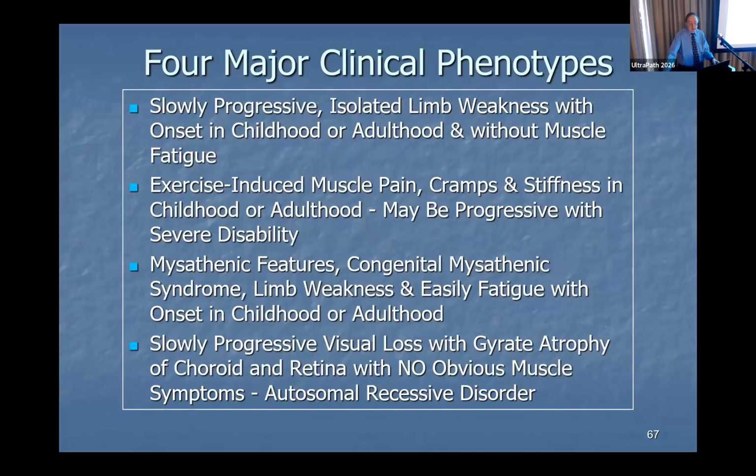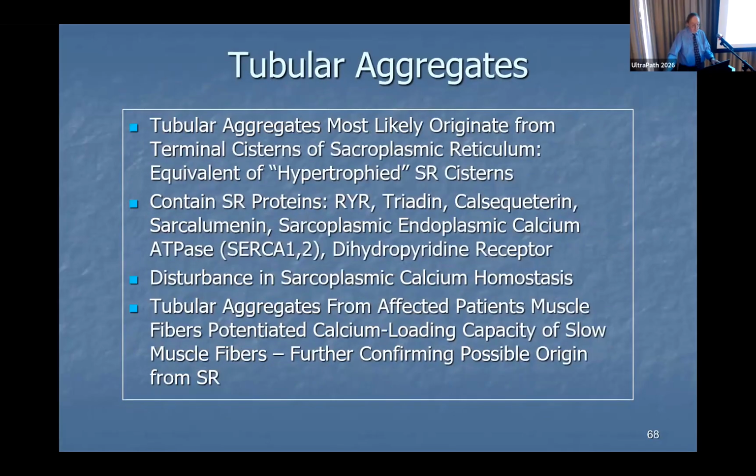So there are 4 different clinical types associated with this. There are ones that are slowly progressive. There's one associated with exercise-induced muscle pain, cramps, and stiffness, similar to what we had with our particular child. There are ones that have myasthenic features associated with them. And there are others that are slowly progressive with visual changes and gyrate atrophy of the choroid and the retina. These in particular tend to be autosomal recessive.